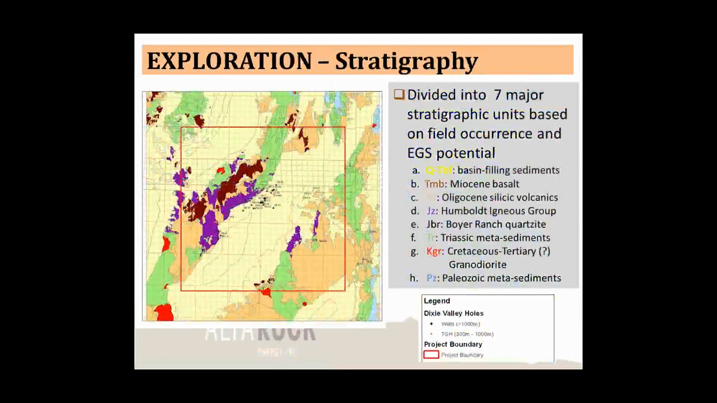We also wanted to identify what stratigraphy we were dealing with, because one of the things that we are looking for are brittle rocks. So we subdivided the overall stratigraphy in this project area into seven major stratigraphic units shown here. I won't go through the details of this, but we basically wanted a map that could identify the lithologies that we were targeting for potential EGS.